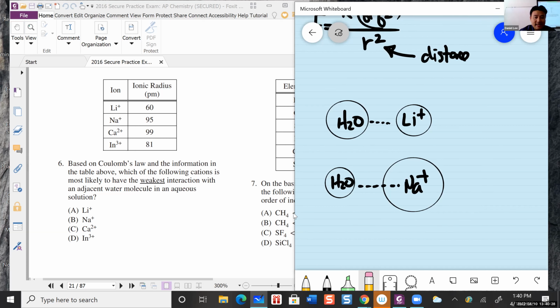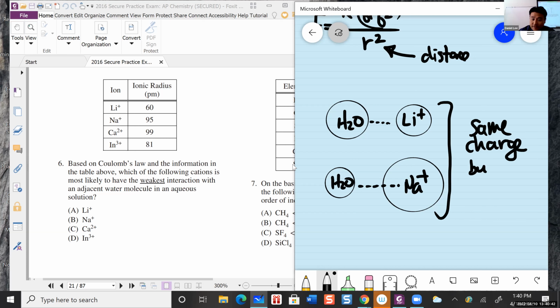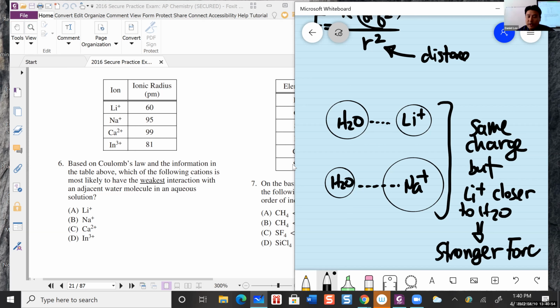So when the charge is the same, look at the distance of separation, yeah? So who has the weakest? The answer is B with sodium. Okay, so again, these have the same charge. Lithium is 1+, sodium is 1+, but lithium is closer to water. So closer to water means a stronger force. Smaller the distance, stronger the force. And you want the weakest one, so the answer is with sodium.